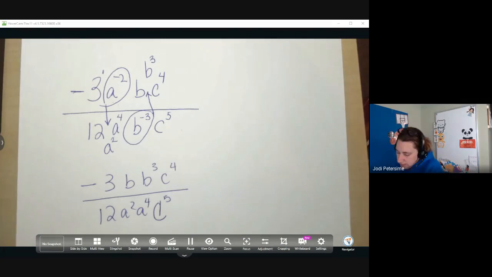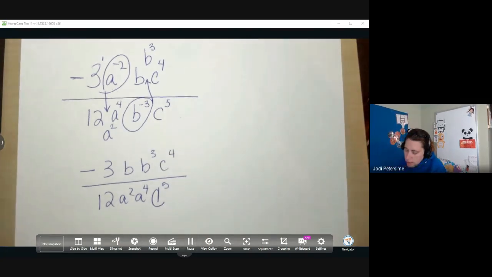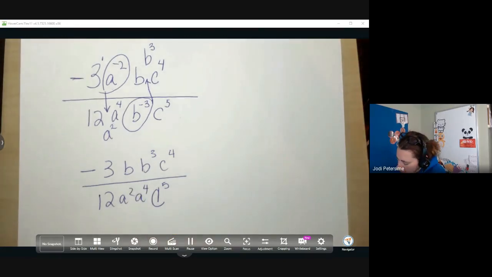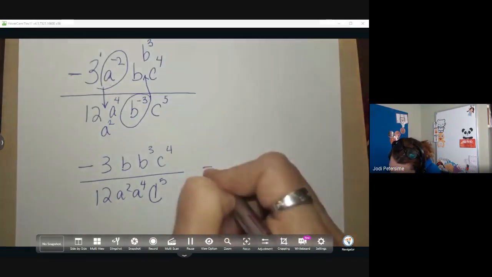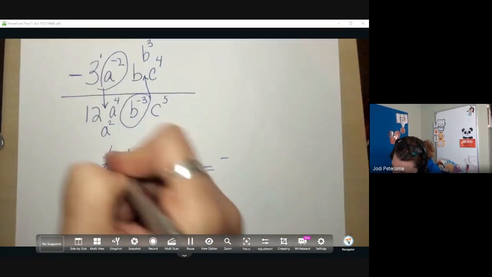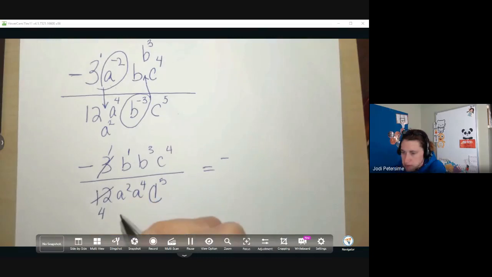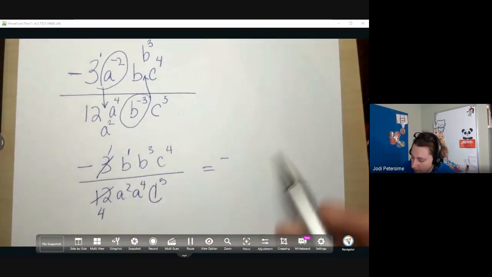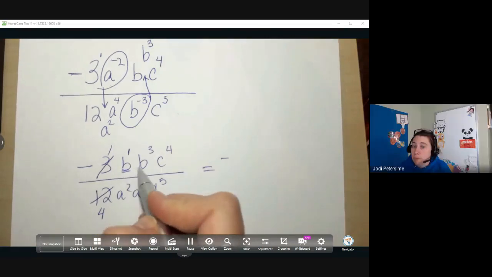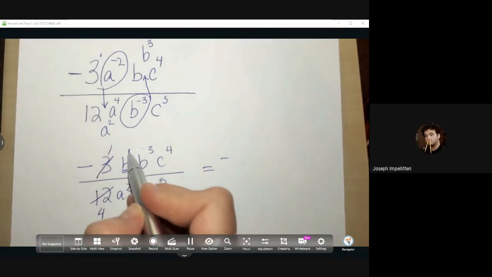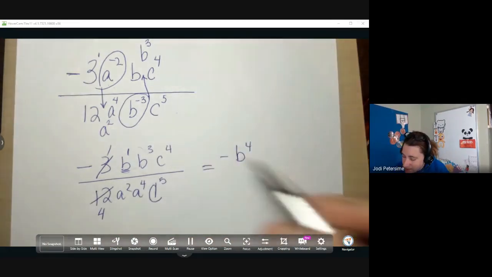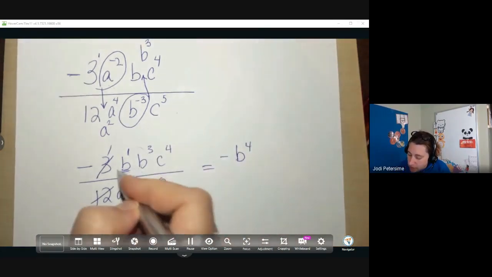All right. So let's look at this guy. Well, this is the product rule. So how many total b's would I have on the top? I'm going to cancel my 3 and my 12. How many total b's would I have on the top? Got 4. So I'd have b to the fourth.